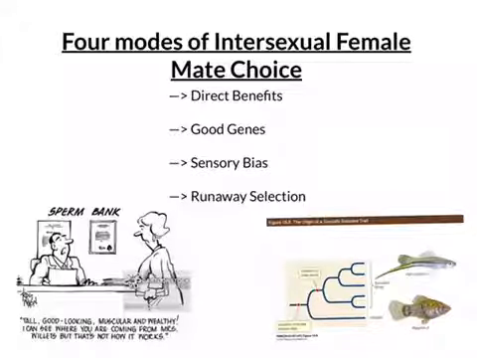The last and final mode is runaway selection. Runaway selection is when a gene that codes for a particular trait in males becomes associated over time with a particular mating preference behavior. For example, females have a heritable preference to choose brightly colored males, while the remainder of females choose males with no preference to color.